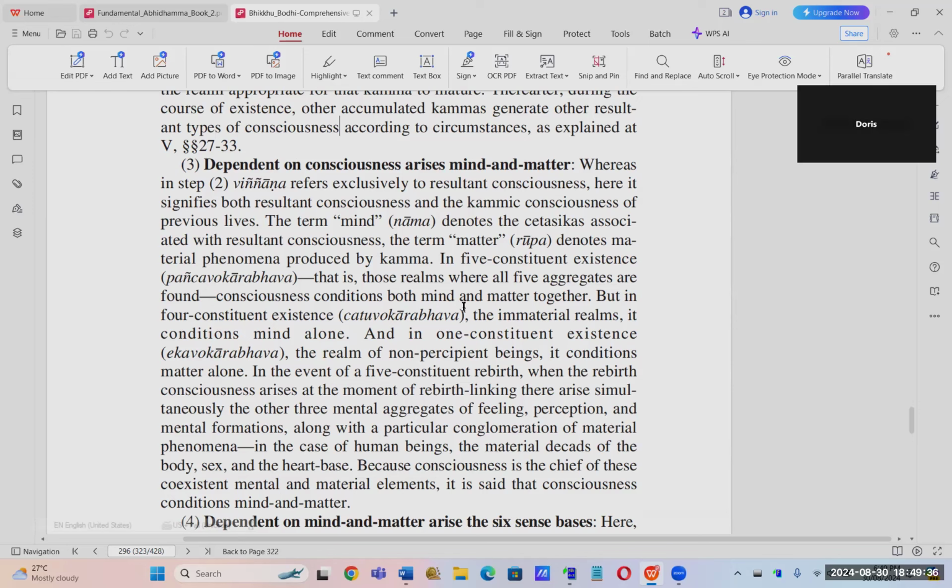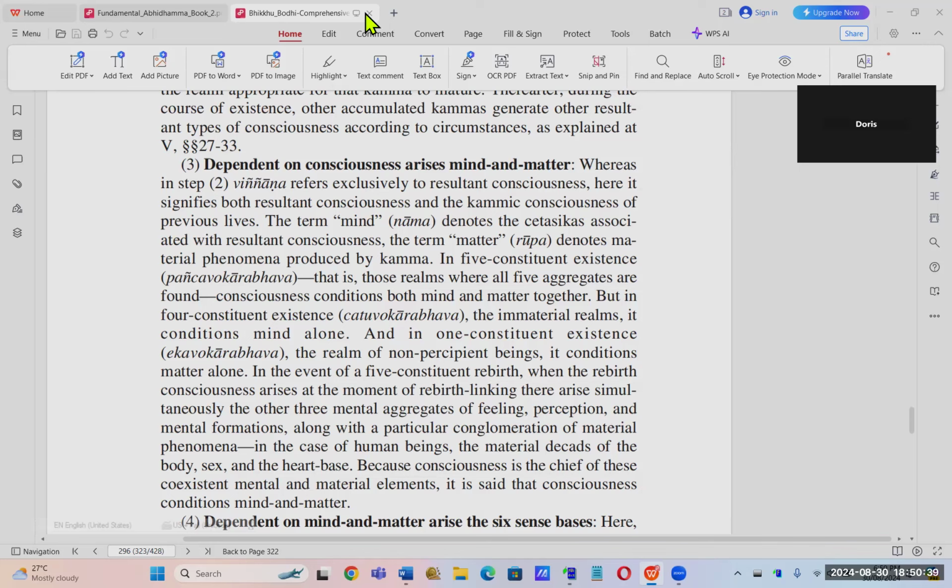Okay, thank you. Dependent on consciousness arise mind and matter. Whereas in step 2, vijnana refers exclusively to resultant consciousness, here it signifies both the resultant consciousness and the karmic consciousness of the previous life. The term mind, nama, denotes the cetasikas associated with resultant consciousness. The term matter, rupa, denotes material phenomena produced by karma. In the five-constituent existence, pancavokarabhava, that is those realms where all 5 aggregates are found, consciousness conditions both mind and matter together. But in the four-constituent existence, catuvokarabhava, the immaterial realms, it conditions mind alone. And in the one-constituent existence, ekavokarabhava, the realm of non-percipient beings, it conditions matter alone.